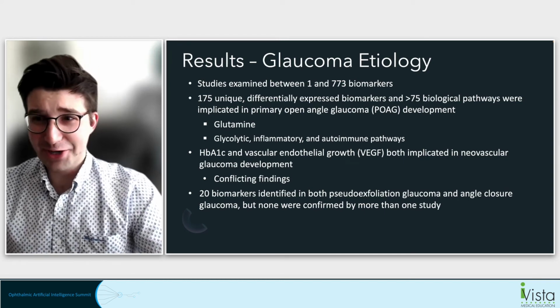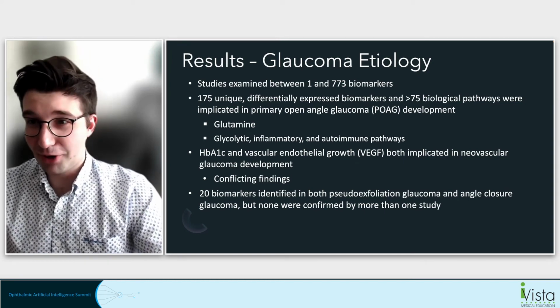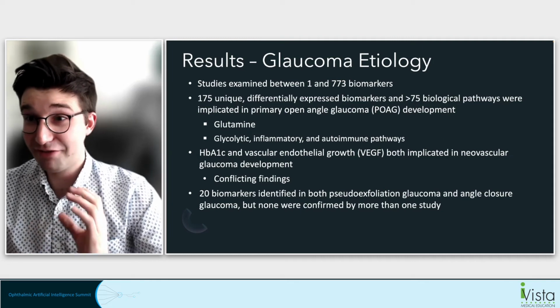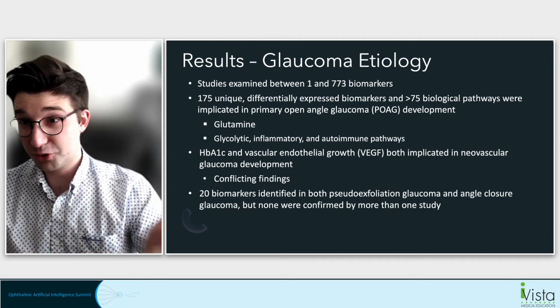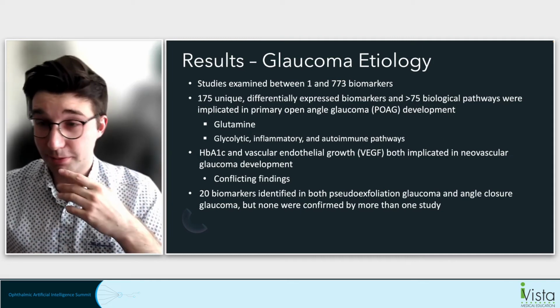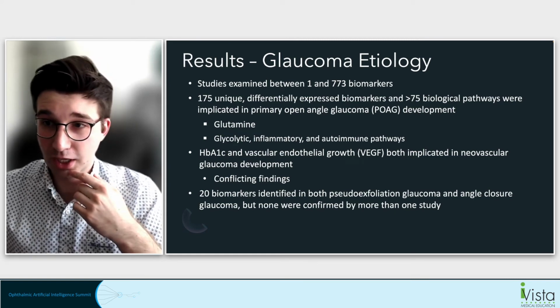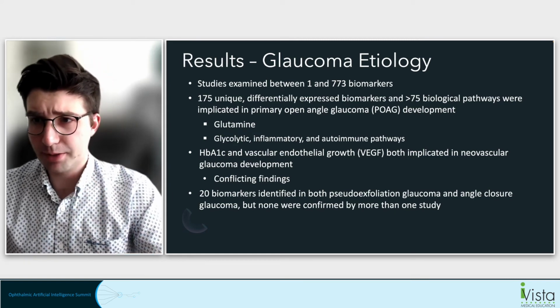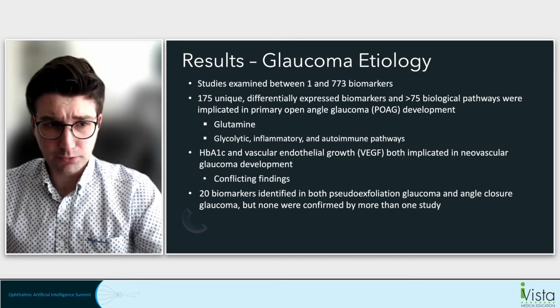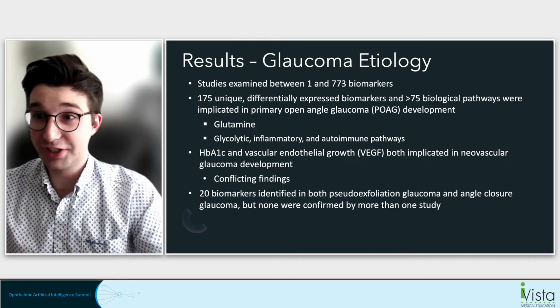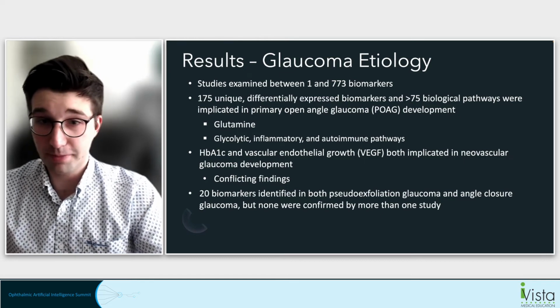Now, you might note, 3 papers for this biomarker, 3 papers for these pathways. That's a very, very low amount of agreeability between papers, given there were 23 papers looking at primary open-angle glaucoma. So, not a lot of agreement about what biomarkers were significantly different in glaucoma patients.